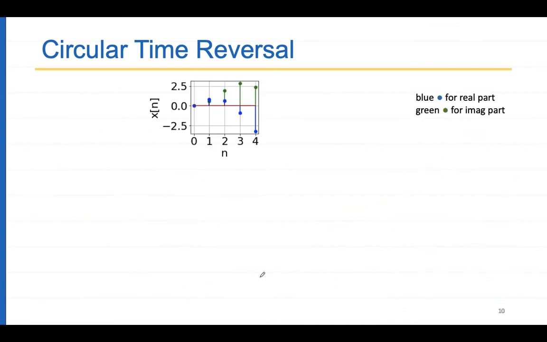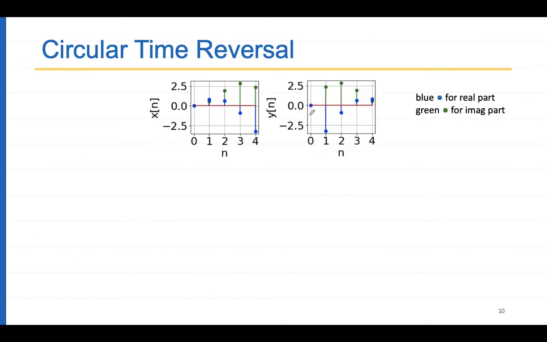Okay, now the next concept is circular time reversal. In the circular time reversal, let us look at some graphs where you can actually see things happening. So I have written a code to take a complex x[n], right? My x[n] is not a real sequence anymore. It's a sequence of complex numbers. Now the blue dots represent the real part, and the green dots represent the imaginary part, right?